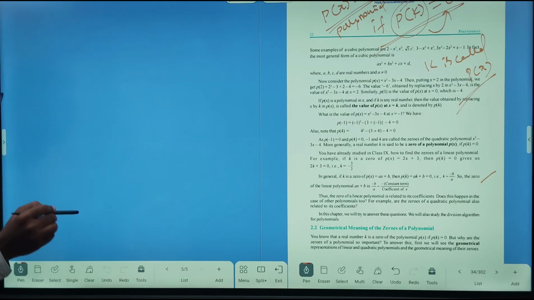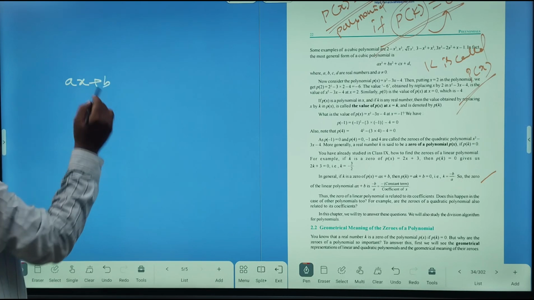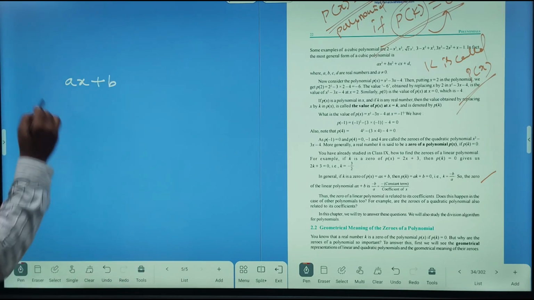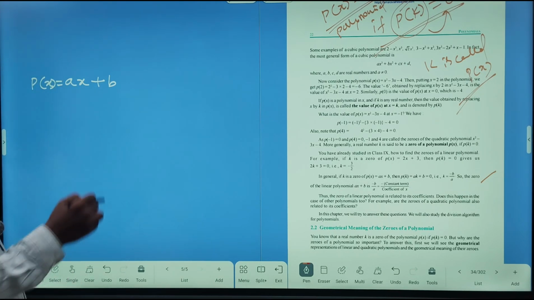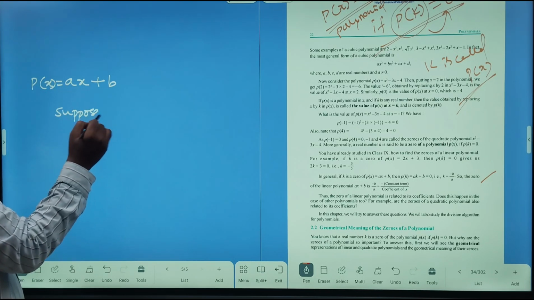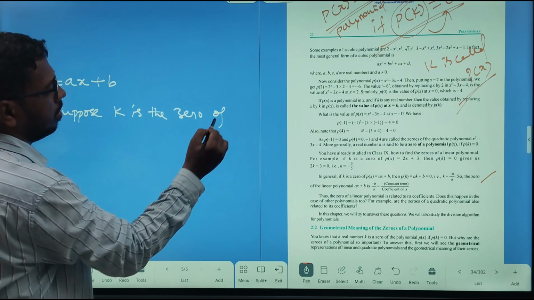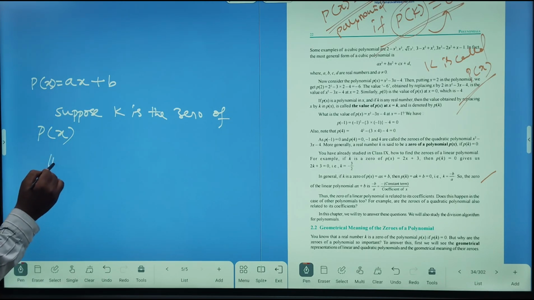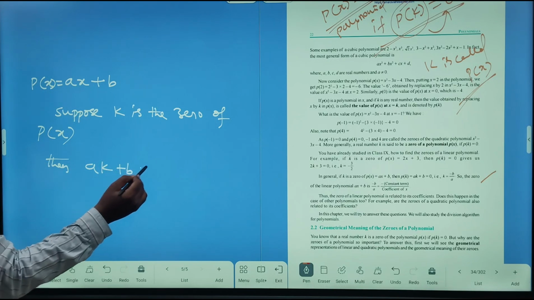For example, if you take a linear polynomial ax plus b, take p of x equal to ax plus b. Now suppose k is the 0 of p of x, k is the 0 of the polynomial, then we substitute k instead of x, that is ak plus b is equal to 0. We have to get 0.